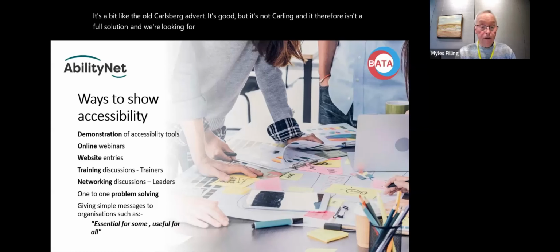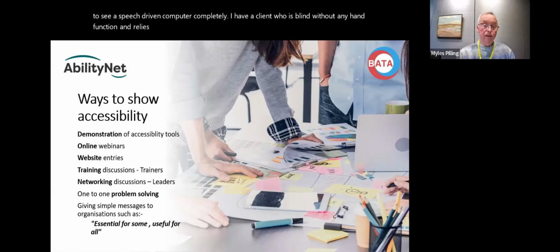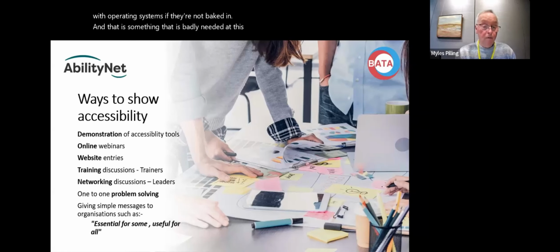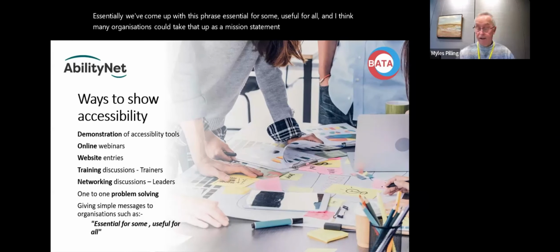And I just mentioned to you that I really would love to see a speech-driven computer completely. I have a client who is blind without any hand function and relies on her voice to do everything. But screen readers don't interact well with operating systems if they're not baked in. And that is something that is badly needed at this time to make it work effectively. And then lastly, let's give a simple message. And essentially, we've come up with this phrase, essential for some, useful for all. And I think many organizations could take that up as a mission statement and develop it into their work.